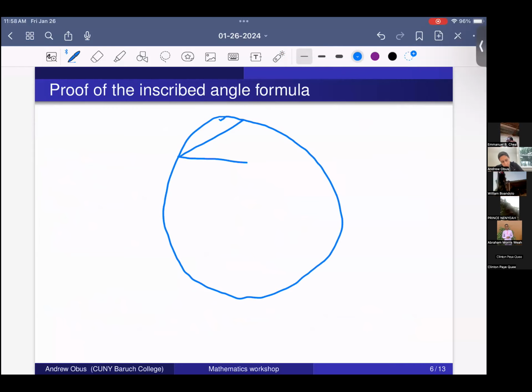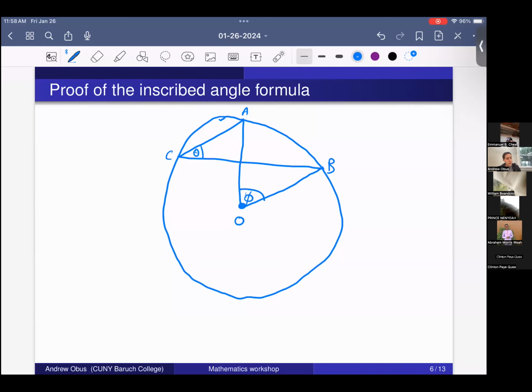thing to draw. So here I'm going to draw a circle with an inscribed angle. I'm going to call it ACB, and I'm going to call this angle here theta. Okay? What I'm also going to draw is the center of the circle here, which I'm going to call O. And I'm going to draw the central angle that cuts out the same arc. Okay, and I'm going to call this phi.